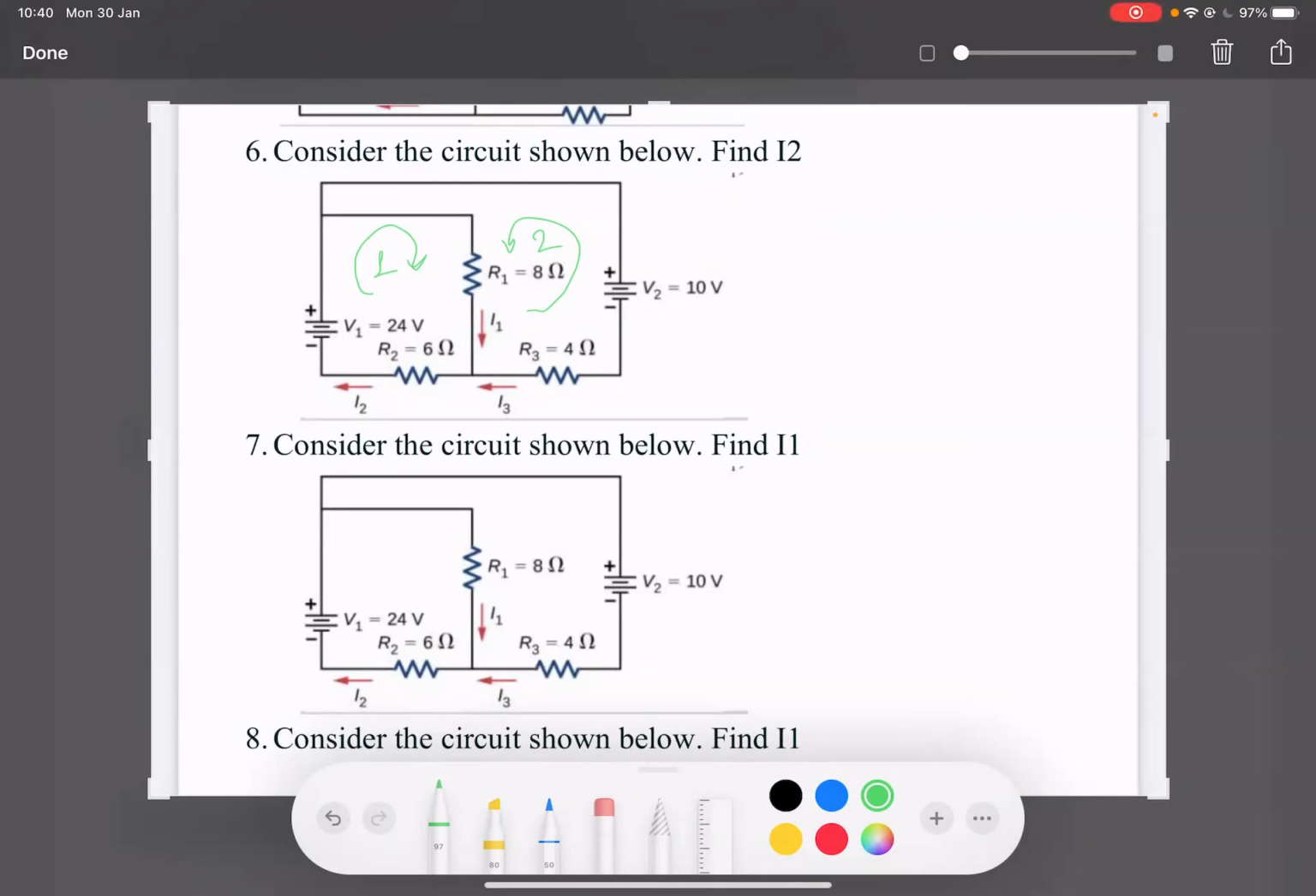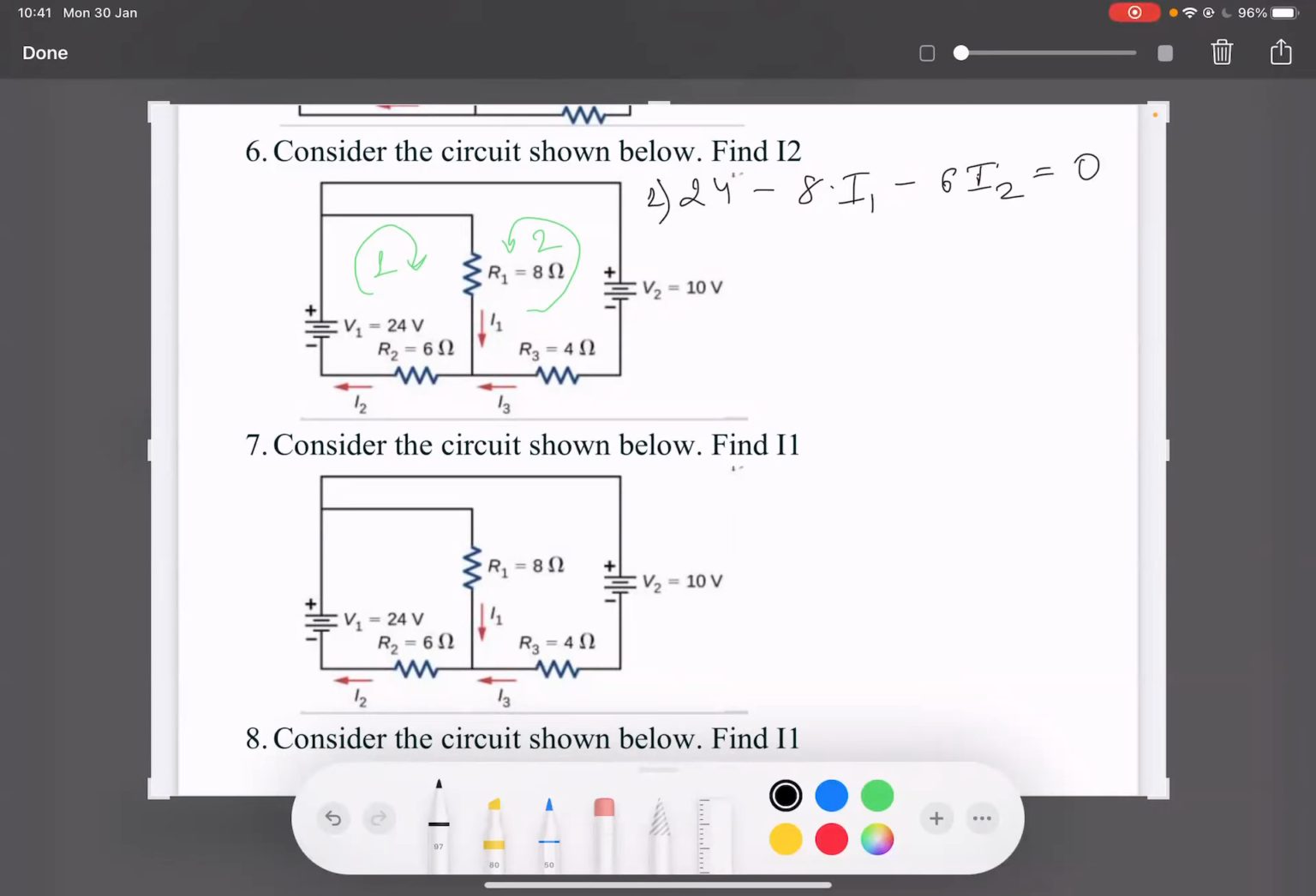Now let's write down the equation for loop one. We start from the battery, which is 24 volts. Then it comes to R1. What should I write down for R1? Minus 8 ohm multiplied by current 1. Then it comes to R2. What should I write for R2? Minus 6 multiplied by I2 is equal to 0. Kirchhoff's law: the sum of the voltages in the loop is equal to 0.